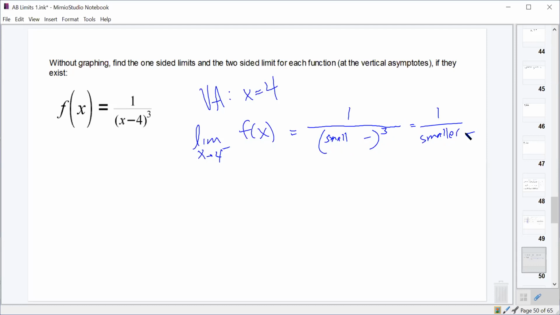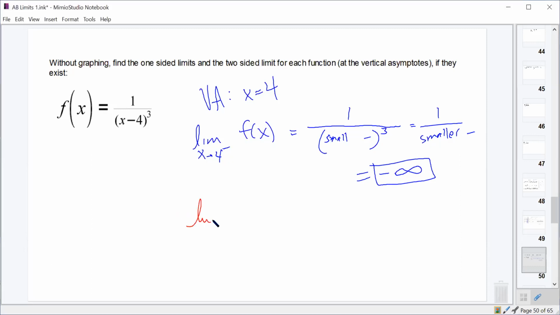It doesn't matter if it's even smaller though. What happens when you take 1 and you divide it by a very, very, very small number? You get a very, very, very big number. And in this case, a very, very, very big negative number. We get negative infinity. So if we graphed 1 over (x minus 4) cubed and looked at what was happening as x approached 4 from the left, it should be dropping down towards a vertical asymptote. Everybody good with that?